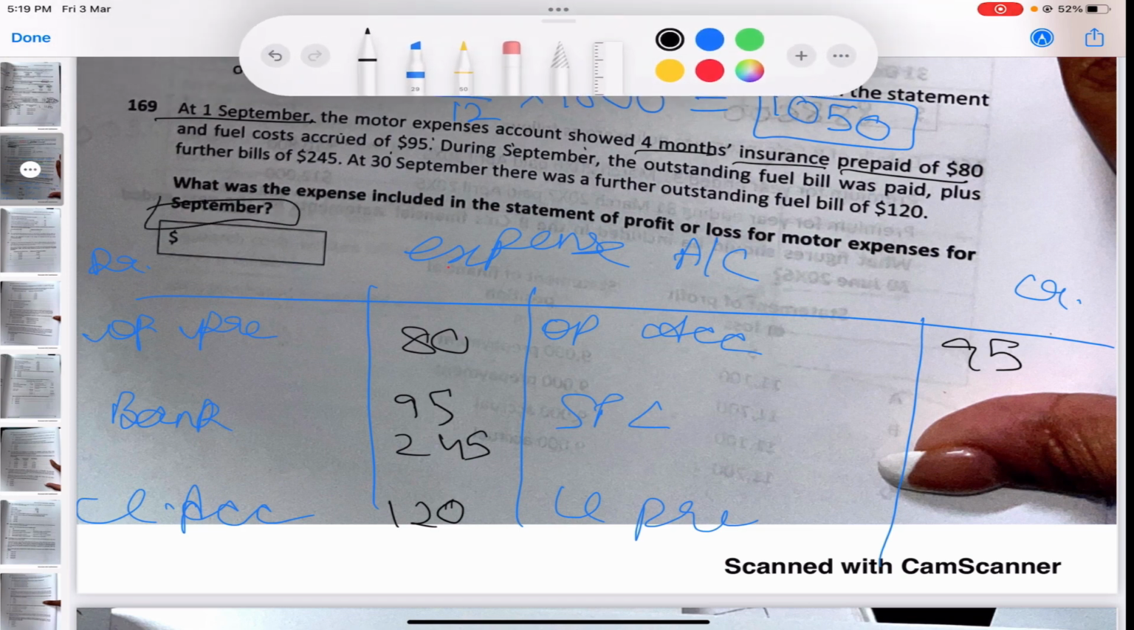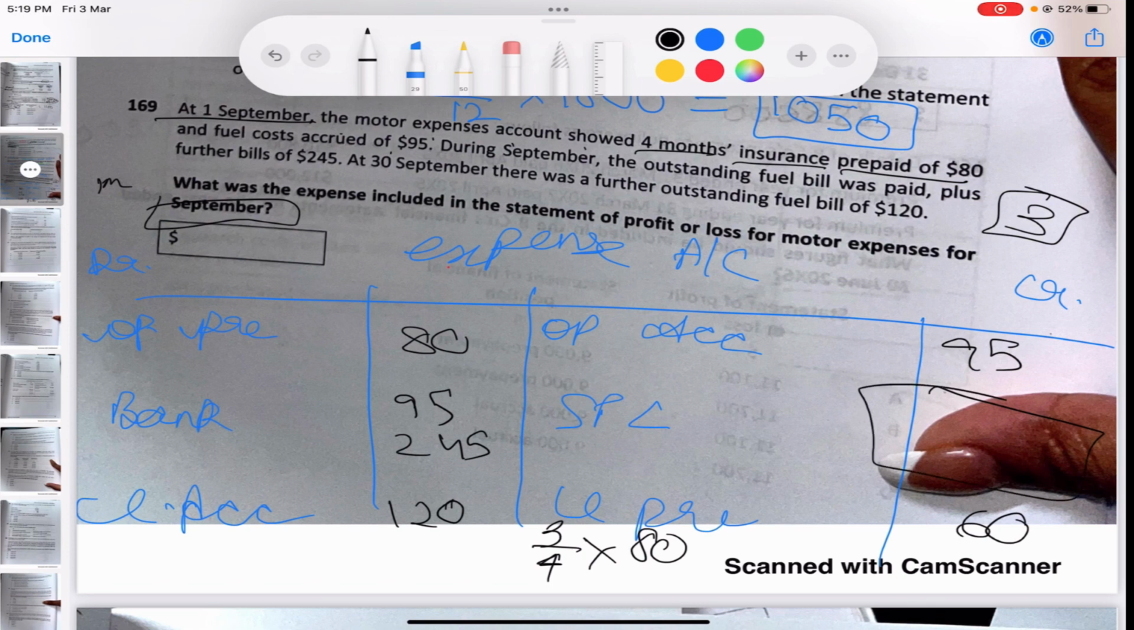So 1 month has been used. The rest of the 3 months are still in my prepaid. So I'll do 3 by 4 multiplied by 80, which will give me 60. Now do the balancing and you'll get the statement of P&L. I hope you can do it by yourself. I'll just give you the answer.